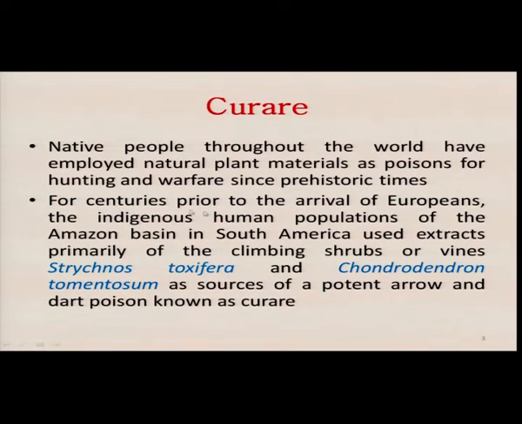Even centuries before the arrival of Europeans, the indigenous human population of the Amazon basin in South America used extracts primarily of the climbing shrubs or the climbing vines, Strychnos toxifera and the Chondrodendron tomentosum. These two plants were used as sources of a potent arrow and dart poison known as curare. So, the arrows would be dipped or the blowing tips of the darts would be filled with these poisons, and these were used to hunt animals.